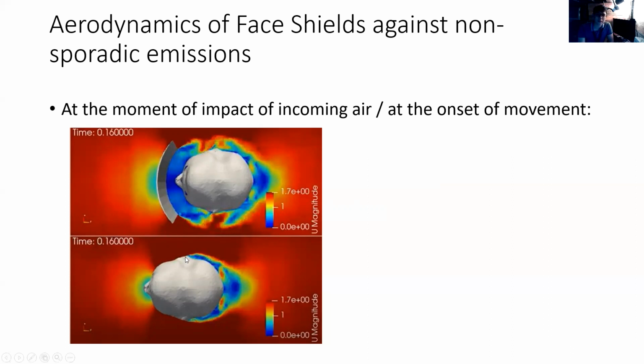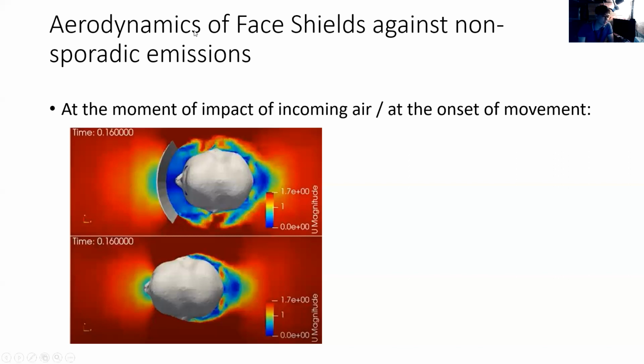In contrast, if you're not wearing a face shield, the said negative pressure will be situated at the back of the head. So that's a basic principle of bluff body aerodynamics. If there's a bluff body being subjected or placed in a flow field, what happens is that the separation actually brings a positive pressure region and a negative pressure region. The positive pressure region is always situated at the windward side, so the one facing the incoming air.